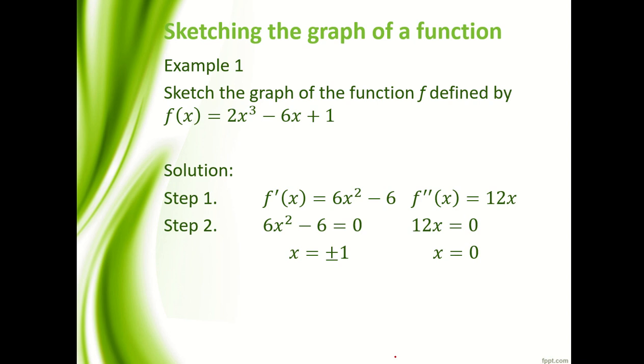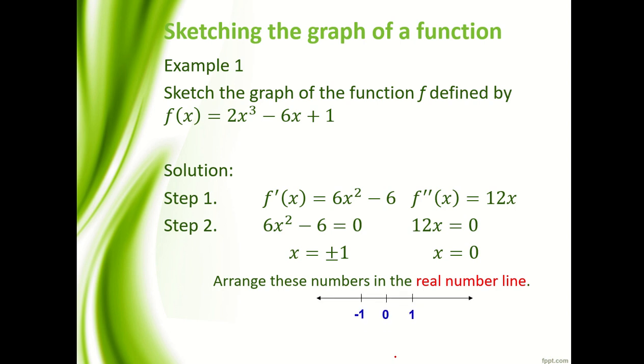From this, we can arrange these numbers on a real number line so that we can determine the intervals. So this is the number line. We have plus and minus 1, so minus 1 here, then x equal to 0. These are the reference values, so that we can create intervals where we can observe the behavior of the function, whether it's increasing or decreasing, or whether it is concave upward or concave downward.